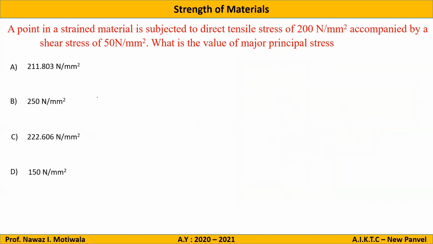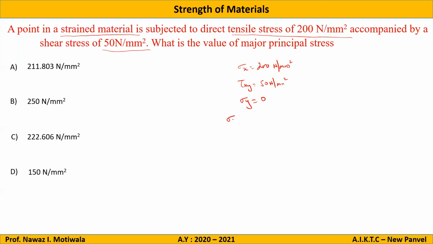Next question. A plate in a strained material is subjected to direct tensile stress of 200 Newton per mm square, accompanied by shear stress of 50 Newton per mm square. So tensile stress is given, so sigma x is 200 Newton per mm square, and shear stress, that means tau xy, is given as 50 Newton per mm square. No data is given about sigma y, so I will assume that sigma y is equal to 0.